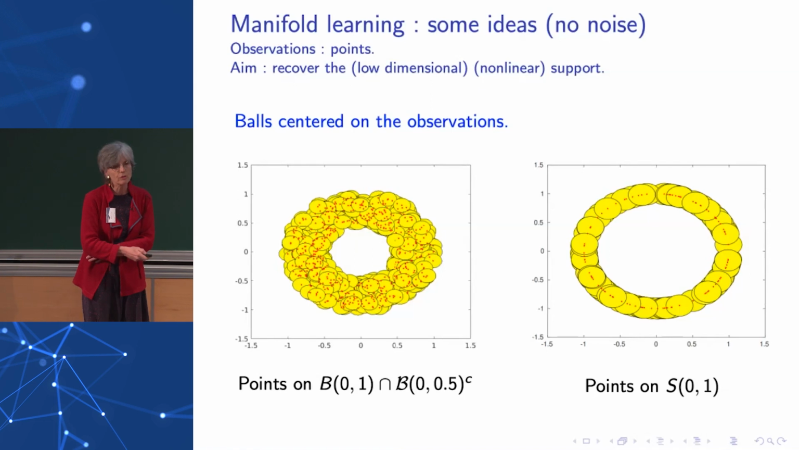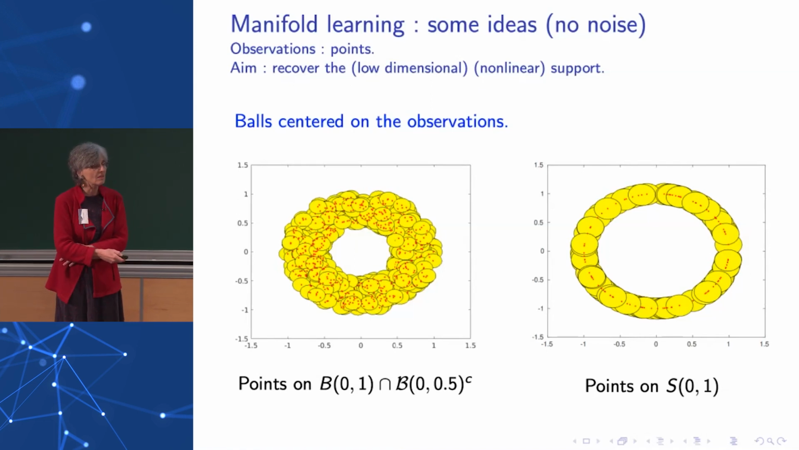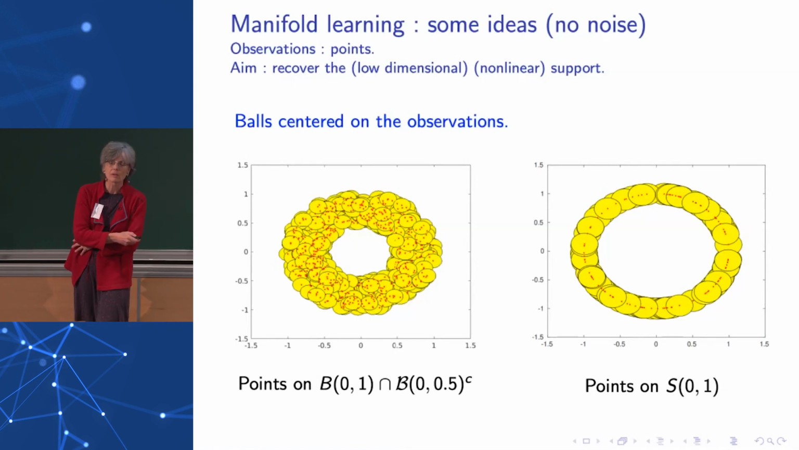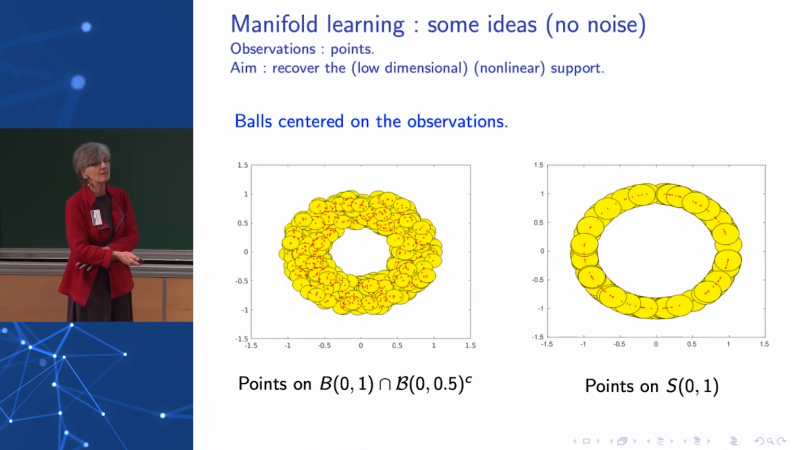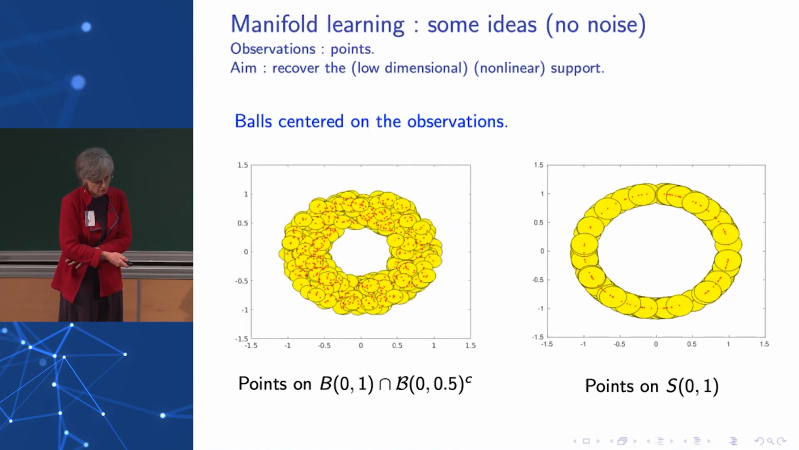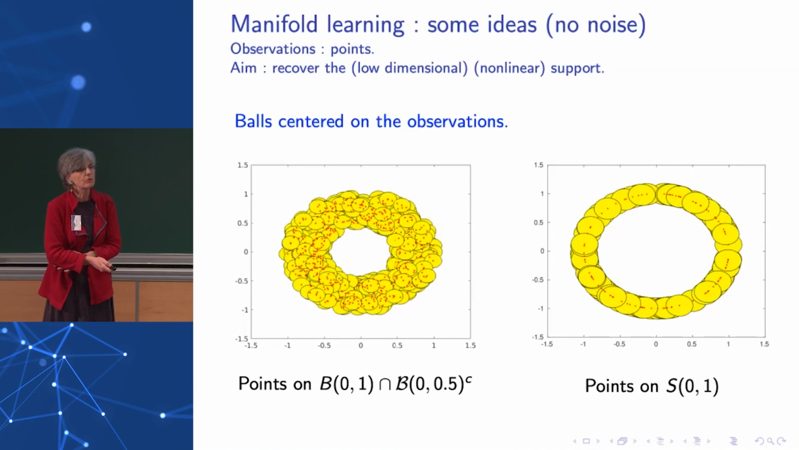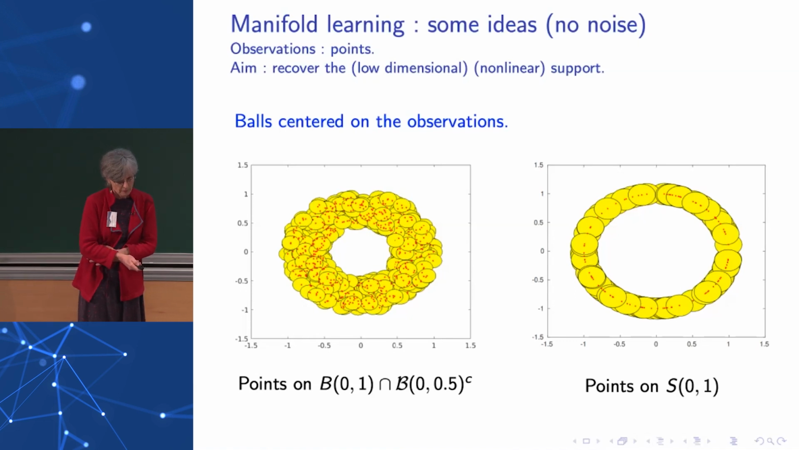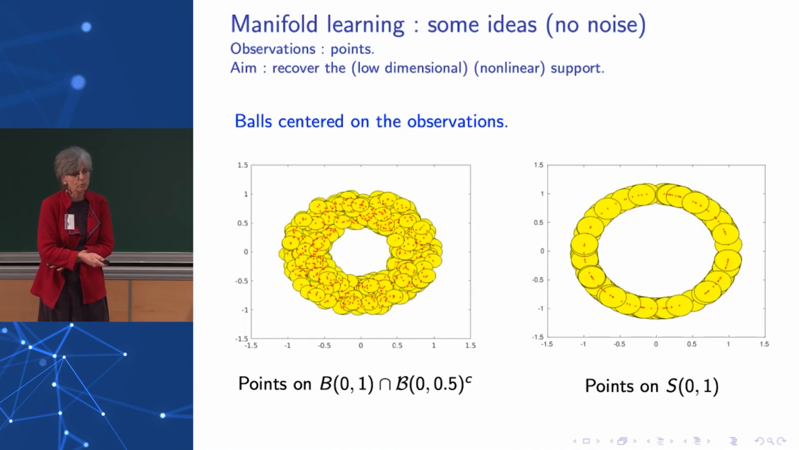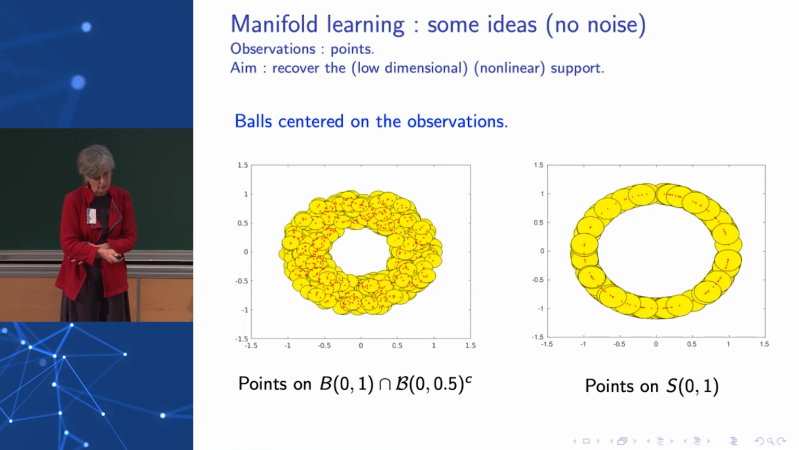ideas about how you learn the intrinsic support of the data when you have no noise. So you have access to points. So this is research that started in the 80s. Of course, learning support is older, but these are the geometrical ideas that came up since the 80s. So you have points on some low-dimensional structures, such as a torus. The first one is a torus and the other one is a sphere. So the first idea, a very simple idea, was to put balls around the points, and then you recover the support when you adjust the radius of the ball in the right way.